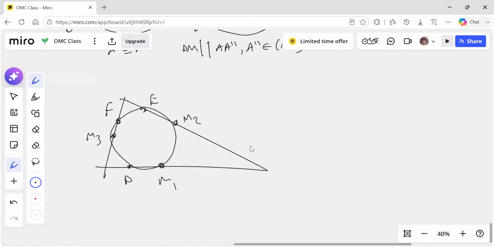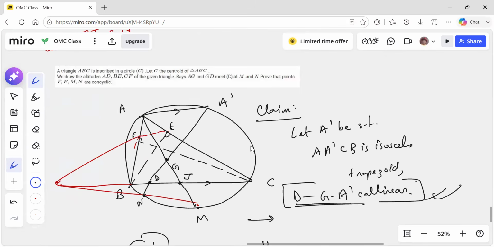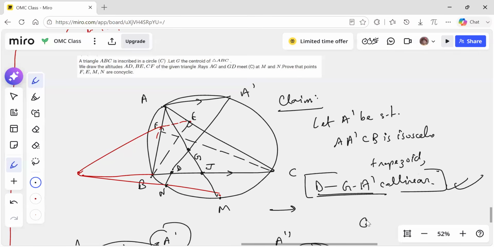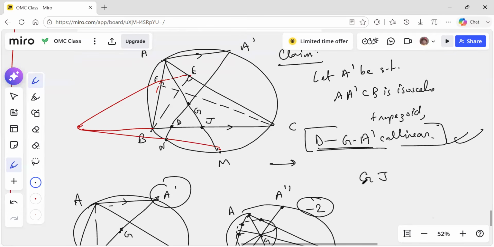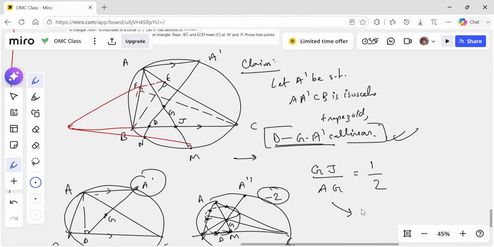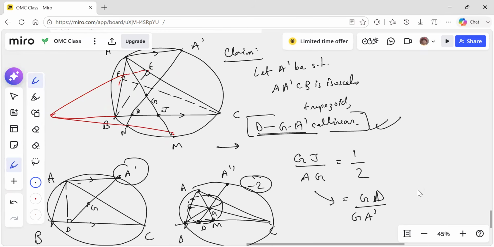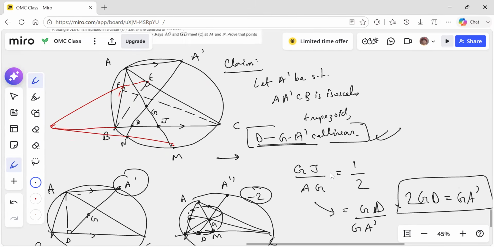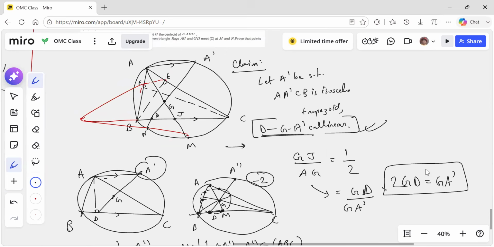So what we also get from this is, since the ratio GJ divided by AG is 1 by 2, because G divides the median in the ratio 2:1, and this is also equal to GD divided by GA dash, we get that GD is equal to one third of GA dash. So is everyone clear on how we got this relation? Let me highlight it, looks nice.